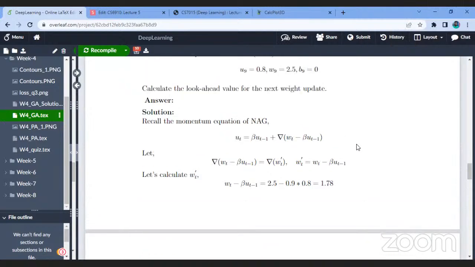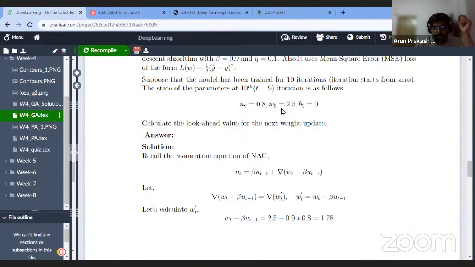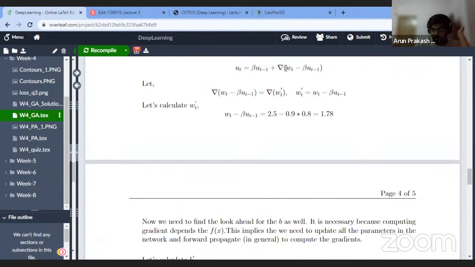So first I have to compute this w_t and b_t: w_t minus beta u_(t-1). I have given you these values: u9, w9, all the required values, and I also mentioned the value of b9 as well. So first you have to compute this one, w_t minus beta u_(t-1). I'm just replacing this entire operation by this prime. That's not a big deal.